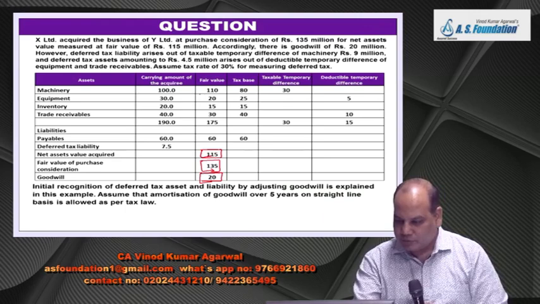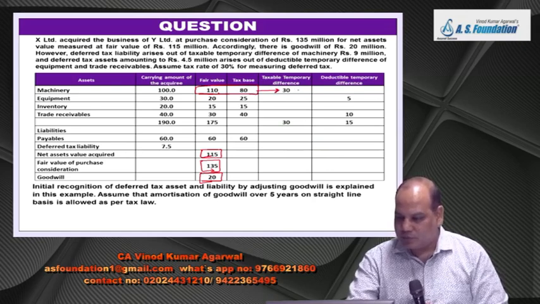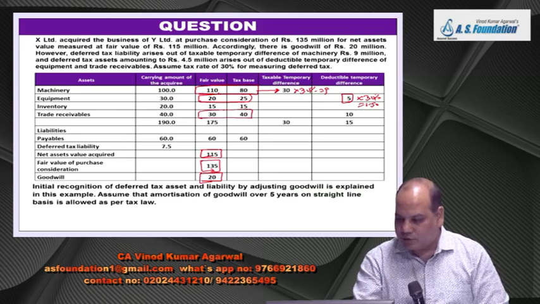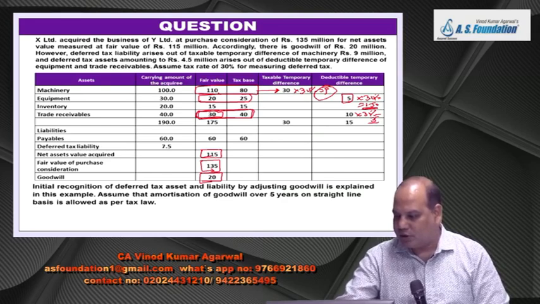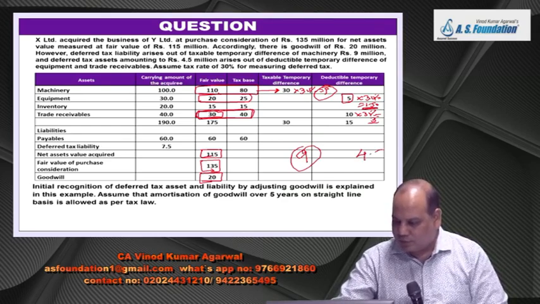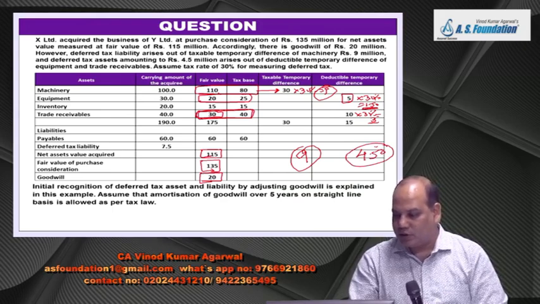You see on the screen, machinery 100 is fair value, tax base is 80. So 30 is the difference, and if I multiply 30 into 30%, this will give rise to 9. Then if I look at equipment, 20 minus 25, 5 is the difference, into 30% will give me 1.5. Inventory, no problem. Trade receivable, again tax base is more, fair value is less. 10 into 30%, 3. 9 is DTL, 1.5 and 3 is DTA, 4.5. Right. Assume tax rate is 30% for measuring the deferred tax.